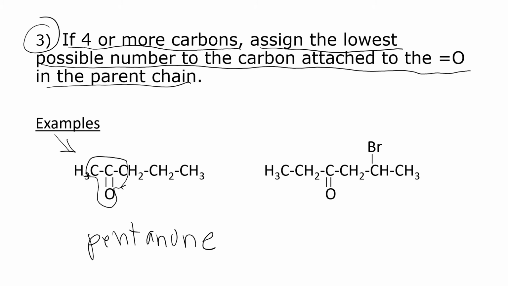So if we count from left to right, that would be attached at carbon 2. If we went from right to left, it would be at carbon number 4. So we want to go with the red numbering and have it be attached at carbon number 2. So this compound would be called 2-pentanone. You can take note that the carbon attached to the double bond oxygen will never be carbon number 1.